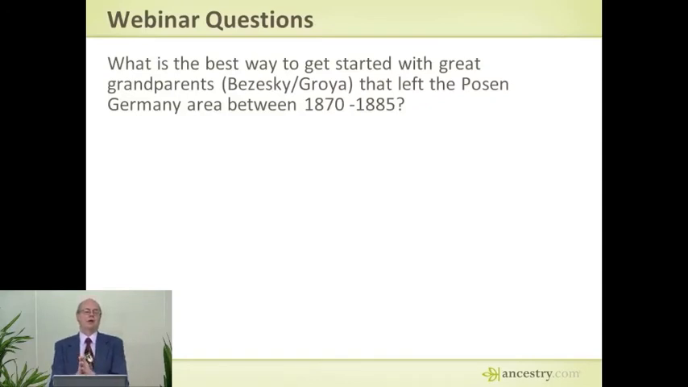Okay? Here's another one. What is the best way to get started with great-grandparents such as Bezeski and Groya that left the Posen, Germany area between 1870 and 1885? For those who aren't aware of where Posen, Germany was, it's now in Poland. It's almost due east of Berlin. It's a large region that's now in western Poland, and it's known as the province of Poznan, P-O-Z-N-A-N in Polish.